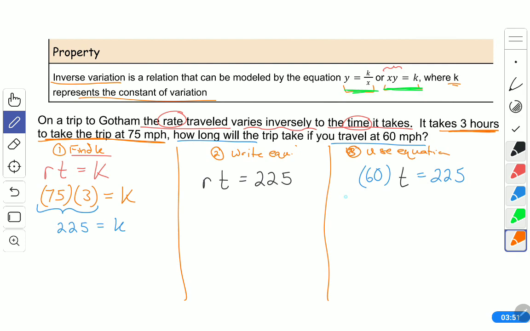If we go to solve this for t, we'll divide both sides by 60. We get that t is equal to 3.75 hours. Since our time was measured in hours in the beginning information, it's still measured in hours here. And if you want, you can also turn that into what normal people use and say 3 hours and 45 minutes, if you are curious about it. That's it.